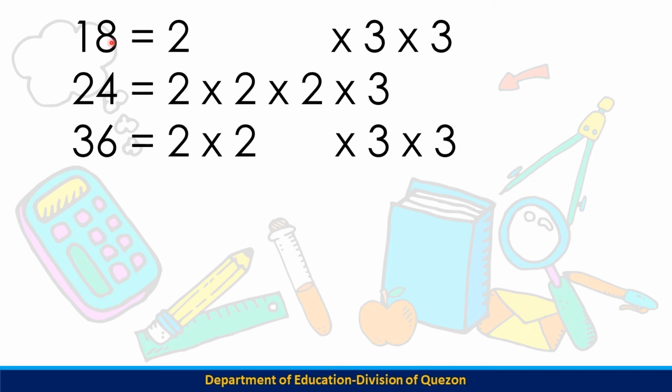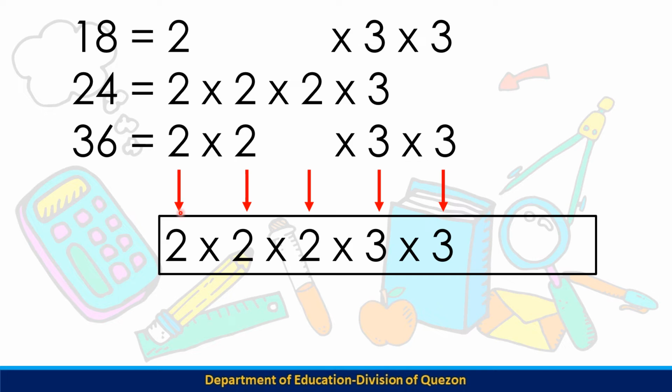Now, 18 is equal to 2 times 3 times 3. 24 equals 2 times 2 times 2 times 3. 36 is 2 times 2 times 3 times 3. Ayan, tingnan po natin ang kaibahan. We have 2, 2, 2, 3, and 3. Lahat po ng numbers na nandyan ay imumultiply natin, pero yung magkakaparehas na may mga katabat na po, isa lamang po yun.